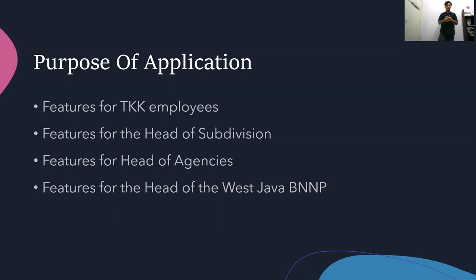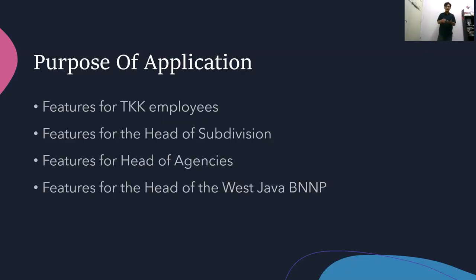All right, moving on to the third one, we have features of the head of agencies. The feature for the head of agencies is confirmation of the assessment of the TKK employee performance. Right, the last one we have features for the head of the West Java BNNP. The features for the head of the West Java BNNP is they can view the reports of the result of the assessment in accordance with the rank.